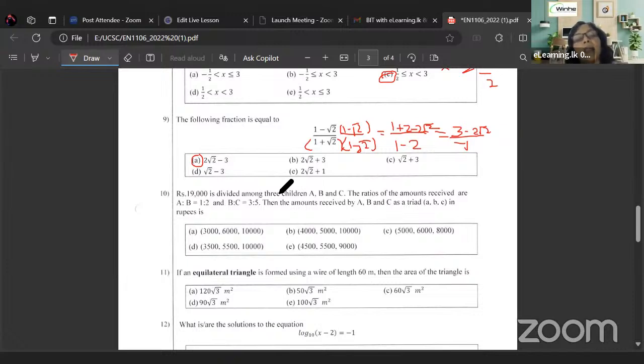Says 19,000 is divided among 3 children A, B, C. The ratio of the amounts received are AB 1 to 2, BC 3 to 5. Right? Then the amount received by ABC as a total in rupees is question number 10. How do we find this?